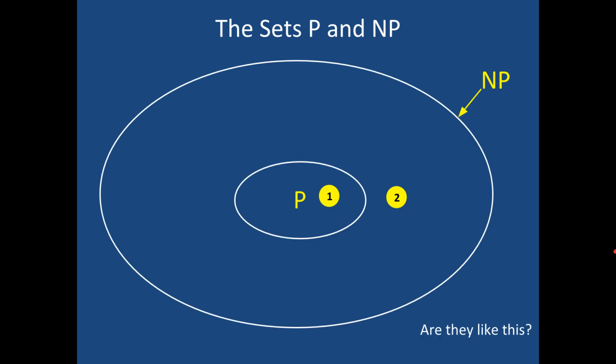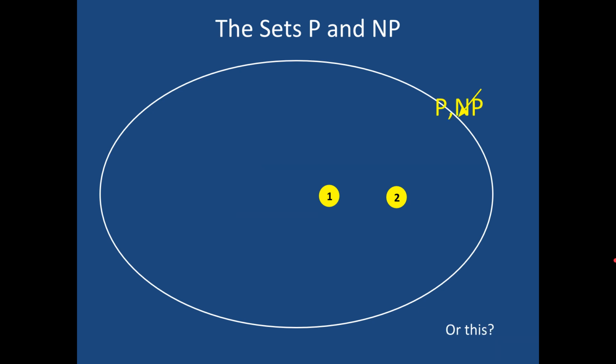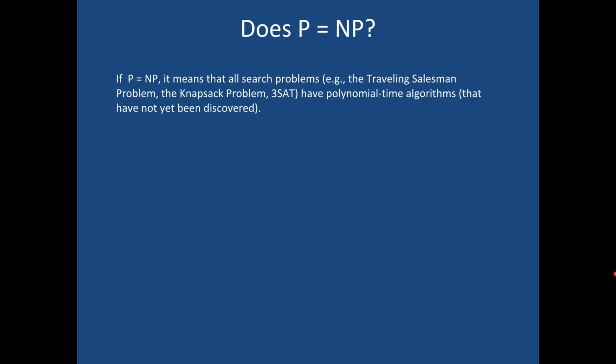All right, so here's the question. Does it look like this? So is our world organized like this, where we know that P is a subset of NP. The question is, is it a proper subset? So does it look like this, where P is a smaller set than NP, and there are problems like this number 2 that lie outside of P but lie inside of NP? Or is it more like that, where the two sets are the same? And no one knows. So that's the question people have been looking into for 50 years.